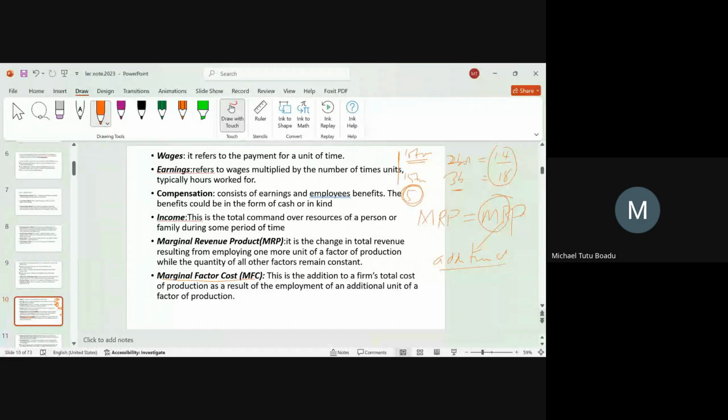You are a Sobolo seller. You produce a bottle of Sobolo, it costs you 2 Ghana cedis. If you produce 2 bottles, it costs you 3 Ghana cedis. So if you subtract the 2 from the 3, it's 1. So it means that increasing your Sobolo from 1 to 2, you have increased your cost. The additional cost is also 1 Ghana cedi.